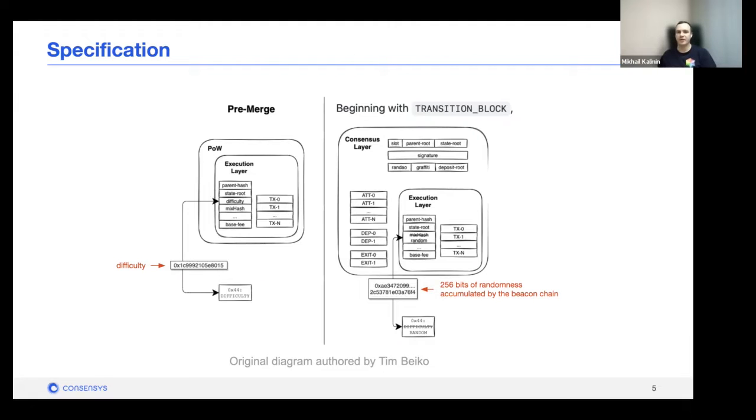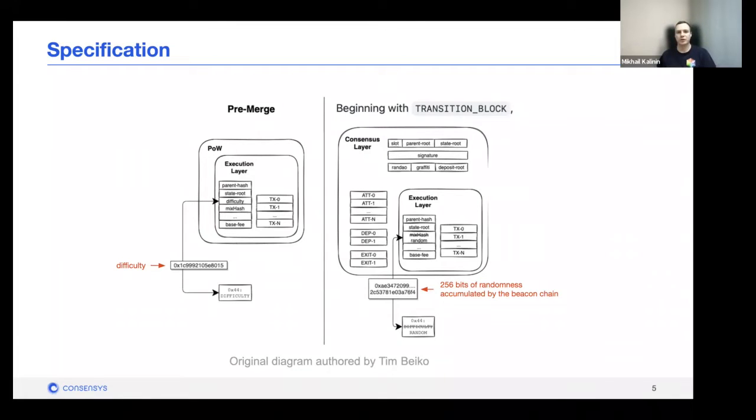This is field number 13, zero-based, in the block structure. So it will hold this randomness output. And this randomness output will be exposed by the opcode with the number 0x44, which is the difficulty opcode, and the mixed hash and the difficulty opcode are renamed to random.